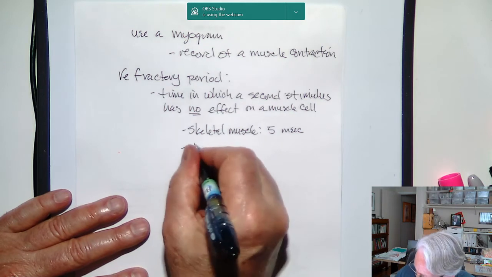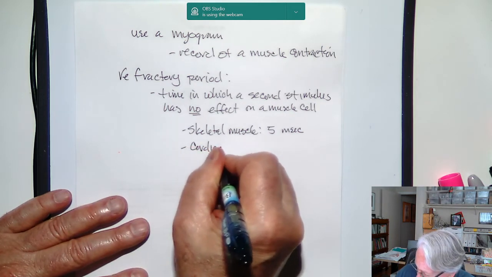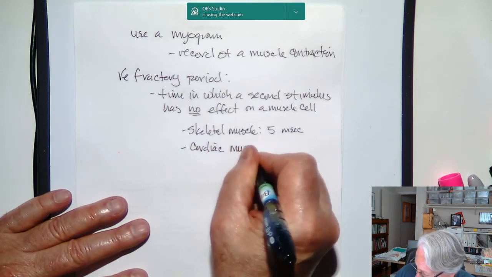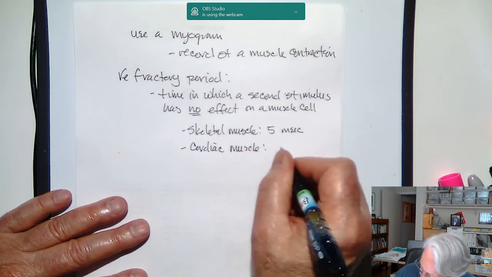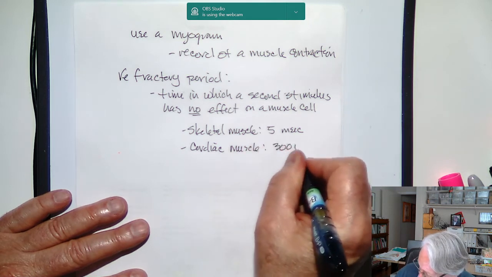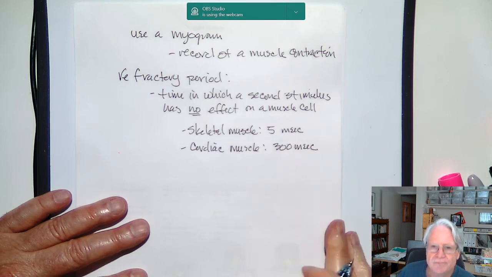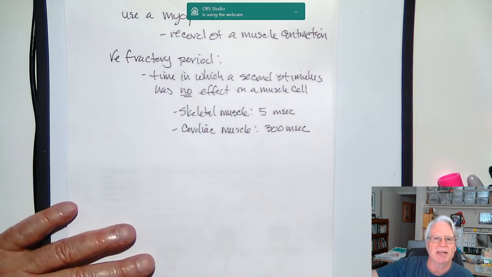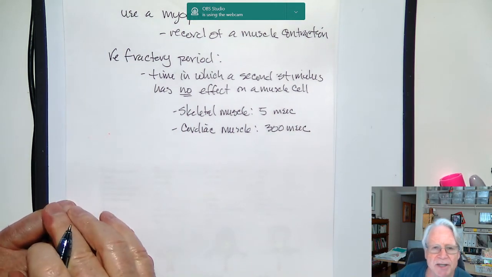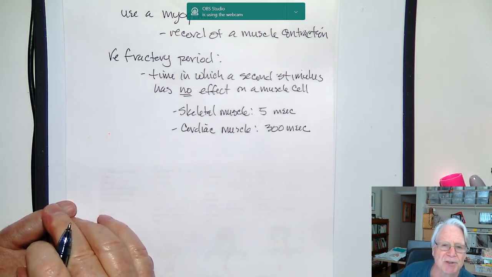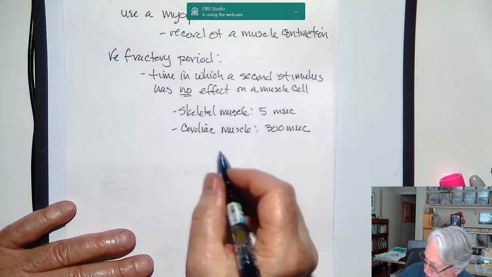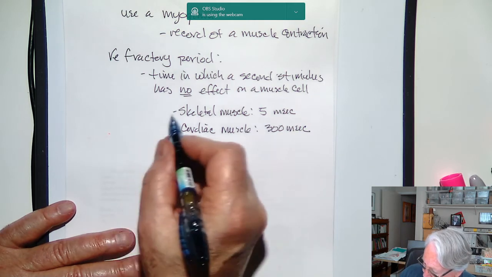For cardiac muscle, it's 300 milliseconds. So let's talk about that a little bit and try to understand why there's a difference between skeletal muscle and cardiac muscle. First of all, let's understand our refractory periods.